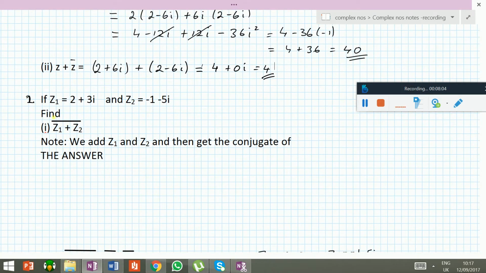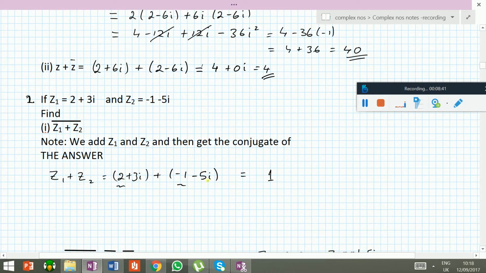Next example says that z1 is 2 plus 3i, z2 is minus 1 minus 5i, and you have to find the conjugate of when you add the two together. Now it's important that you add them first, and whatever answer you get, you then get the conjugate. So we'll add them first. z1 plus z2 is equal to 2 plus 3i plus minus 1 minus 5i. Adding the real parts, you have 2 minus 1 is a 1. 3i minus 5i is a minus 2i.